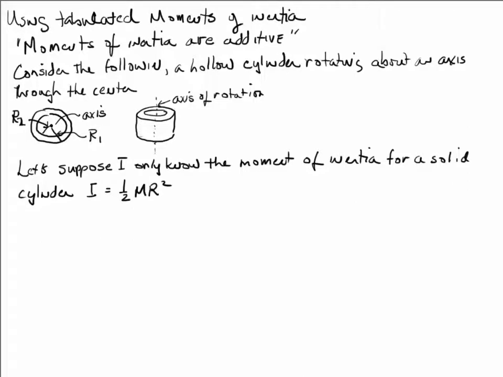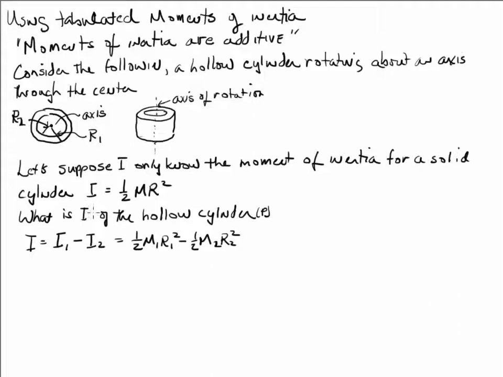Now once again, let's suppose we only know the moment of inertia for a solid cylinder, and that's given in the table in your book as I equals 1/2 mr squared. What is I of the hollow cylinder? Well, we can write that the moment of inertia for the hollow cylinder will be the moment of inertia for cylinder 1 minus the moment of inertia for cylinder 2. And that's going to be equal to 1/2 m1 r1 squared minus 1/2 m2 r2 squared.